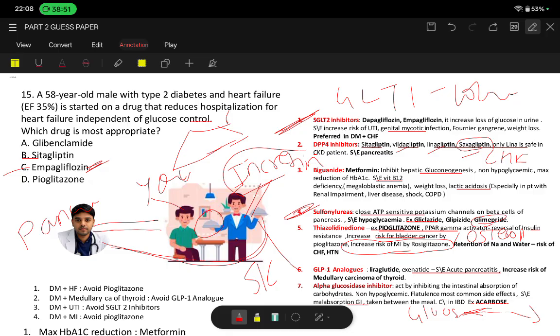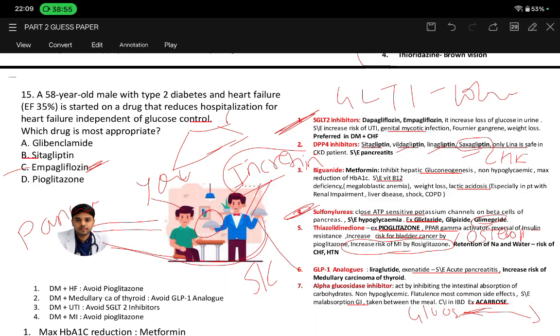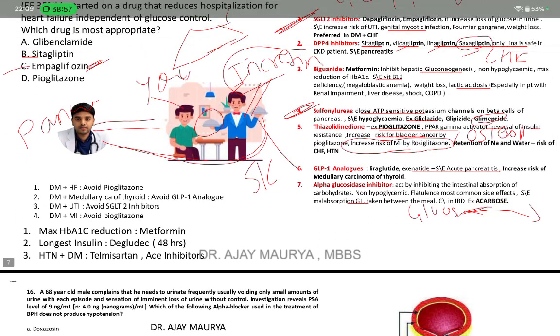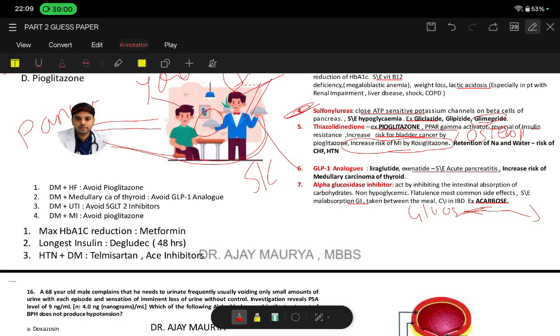Okay, these are the questions. Any doubts? I think no more doubts. This is a very important slide. If the patient has diabetes plus heart failure, what drugs do you have to avoid? Pioglitazone. What drugs do you have to give? Your dapa-empa.